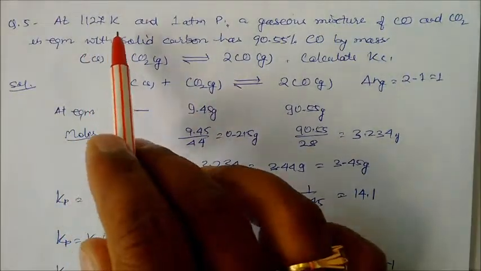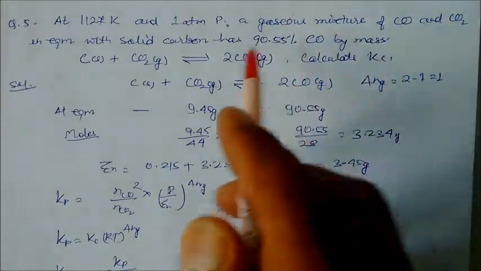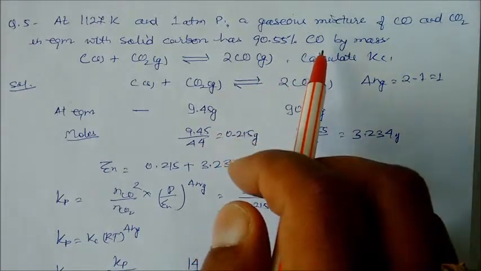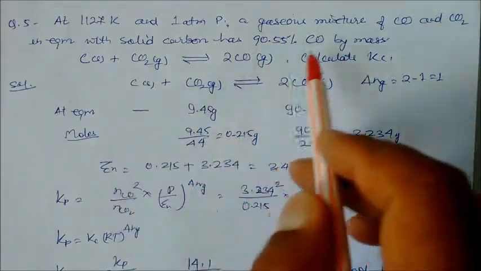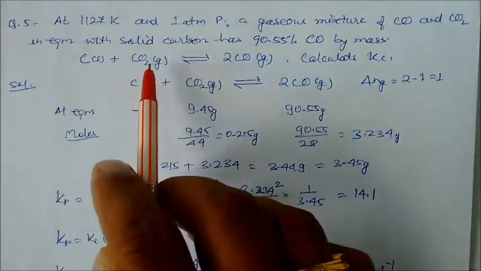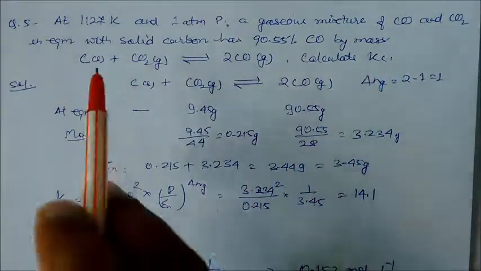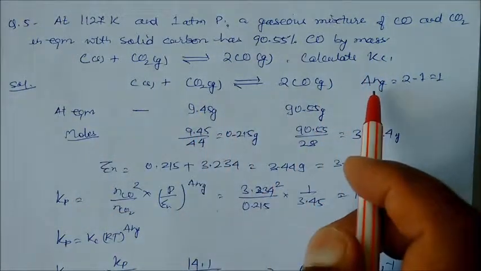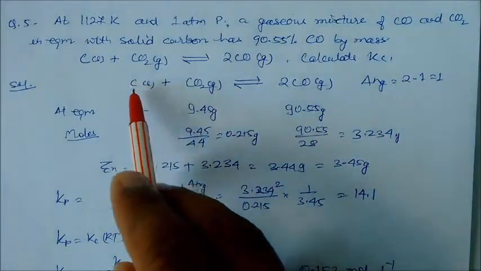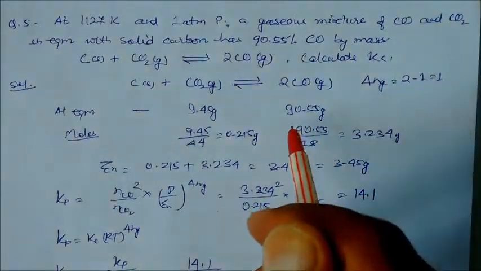At 1127 Kelvin and 1 atmospheric pressure, a gaseous mixture of carbon monoxide and carbon dioxide in equilibrium with solid carbon has 90.55% carbon monoxide by mass. So this is the solid carbon, and this is CO2, giving 2 molecules of CO, and we have to find the Kc. Let us take this equation. Here delta Ng will be the total gaseous moles, 2 minus 1. Solid is pure, so we can't take any moles. So 2 minus 1, this is 1.